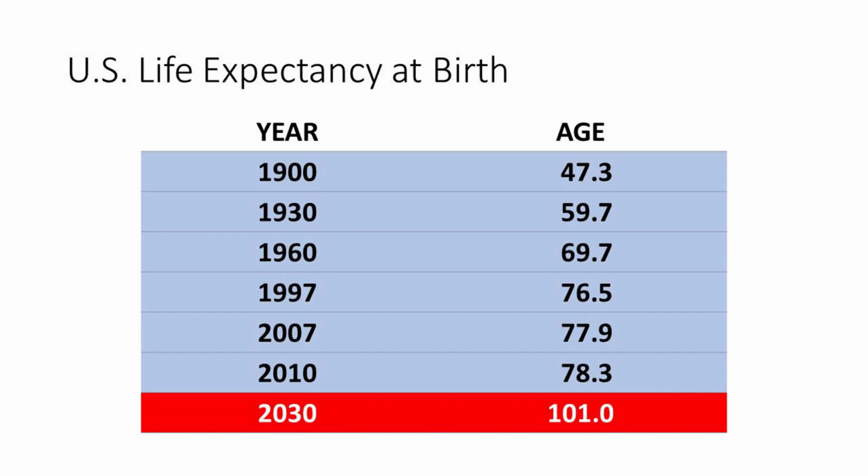So the US life expectancy at birth, I was born in 1962, and so the life expectancy was 69.7. By 2030, it's going to be 101. It's going to be the life expectancy. So children that are born then are going to be expected to live. Some people say that the person who lives to be 130 may have already been born.